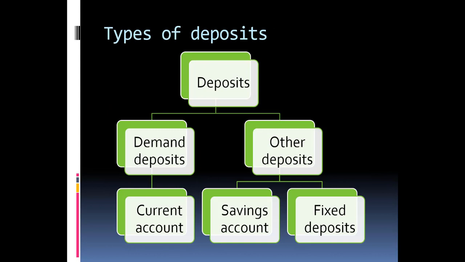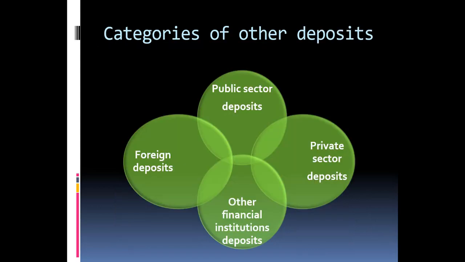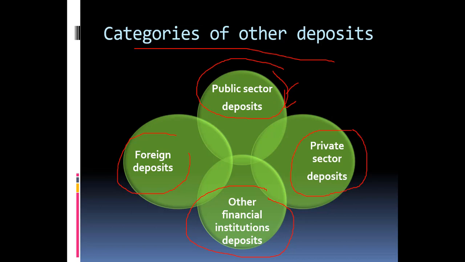And then these are the types of deposit. We have the first, demand deposit, and then also we have the other deposit. The demand deposit refers to the current accounts, and the other deposit refers to the savings account and fixed deposit. We also have the category of other deposit, which refers to the public sector deposit, foreign deposit, other financial institution deposit, and also private sector deposit.